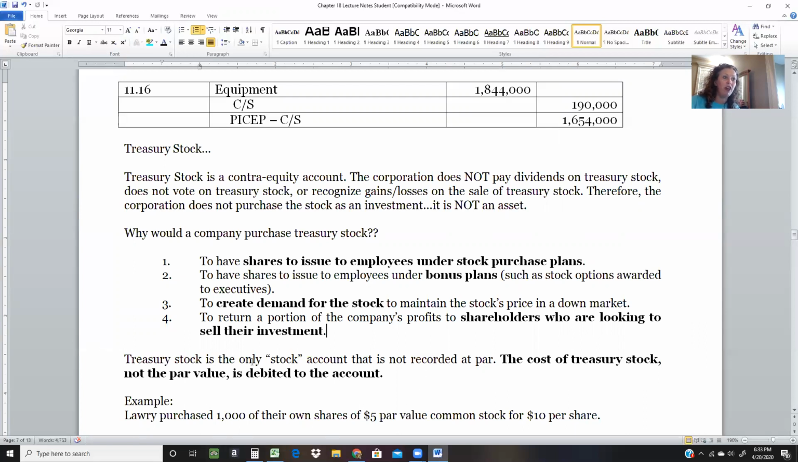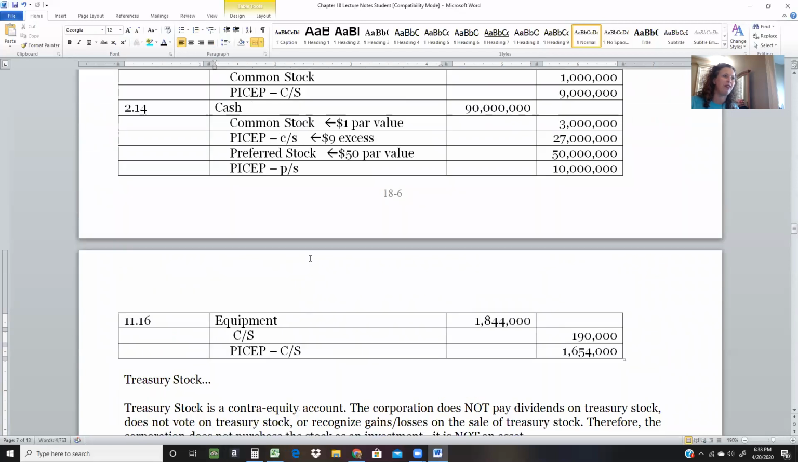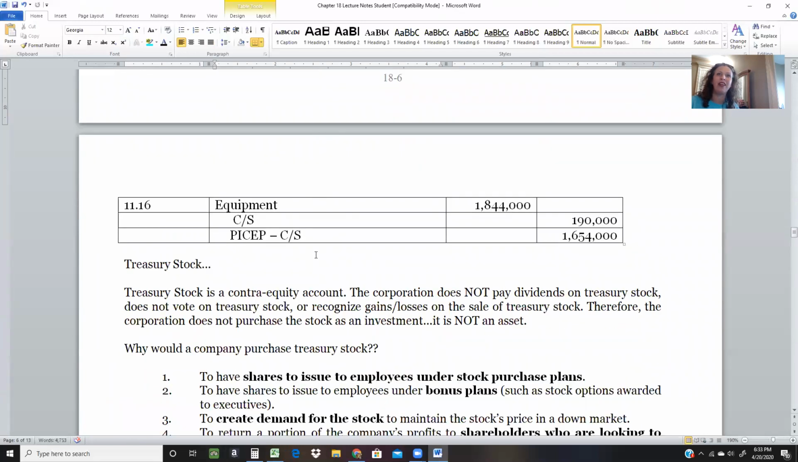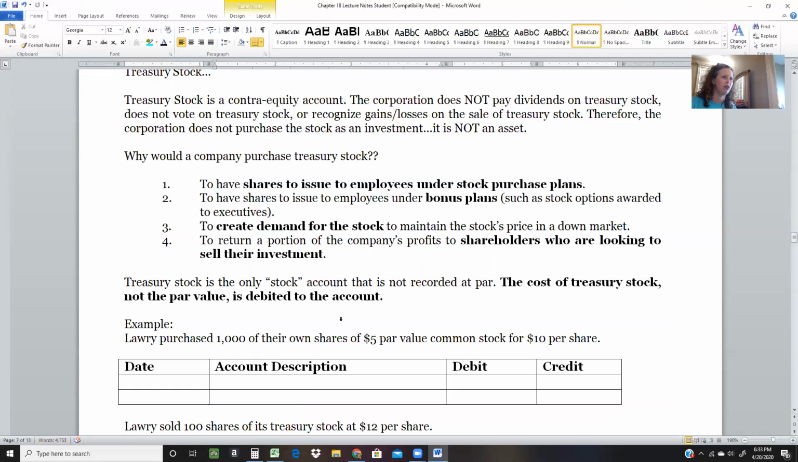Treasury stock is our only stock account that will not be reported at par. Remember how we kept doing the par value and the excess, the par value and the excess? You don't do that with treasury shares. You record them at cost. And then from there, you remove them at cost, or put them back in the market. So let's practice that concept.